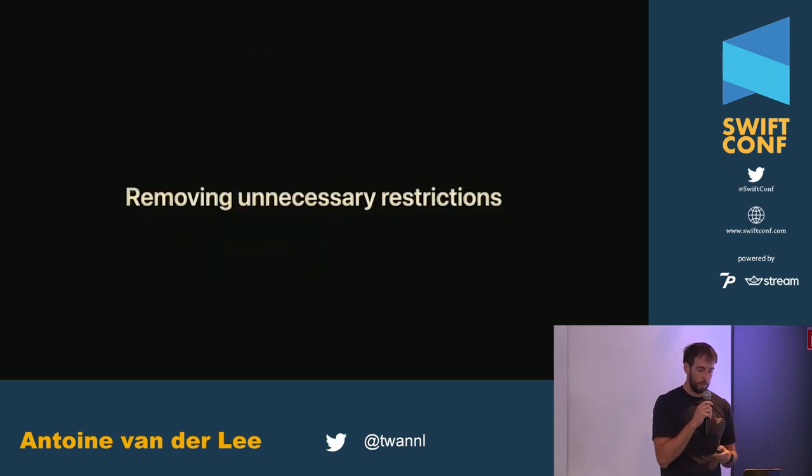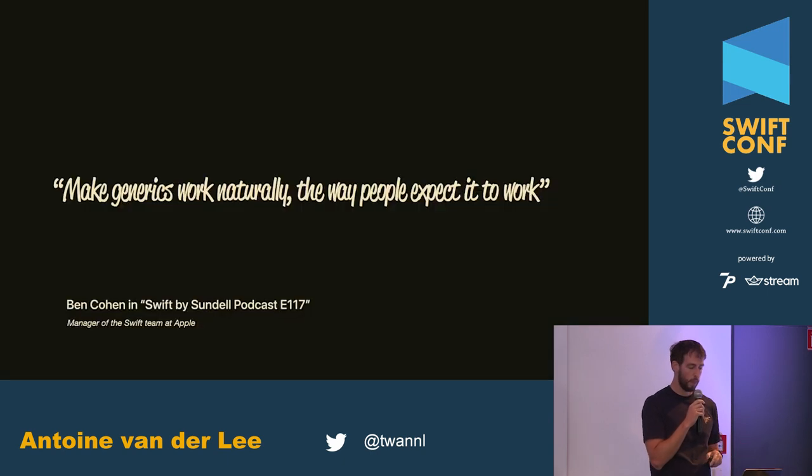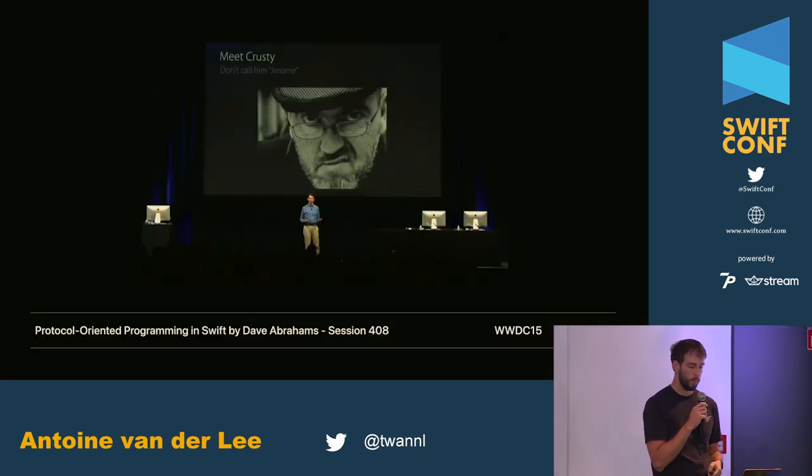And one thing that caught my eye was this title, removing unnecessary restrictions. Basically, they want to make it as easy as possible for us to work with generics in Swift. So this is a quote from Ben Cohen, from the Swift by Sundell podcast. I highly recommend listening to it in general, but maybe in particular this episode with Ben. Make generics work naturally, the way people expect it to work. It's almost like you wouldn't even notice that you're using generics.